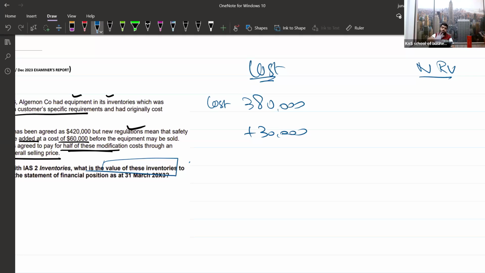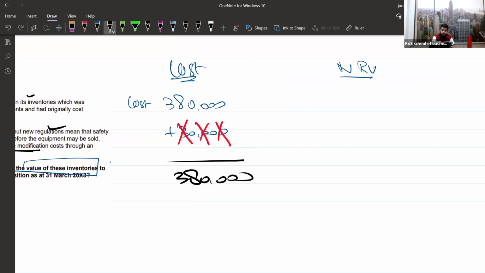This is known as the cost. You cannot increase the cost by 30,000. This is a selling expense, something you have to incur in order to sell. So the cost of the inventory is 3,80,000.